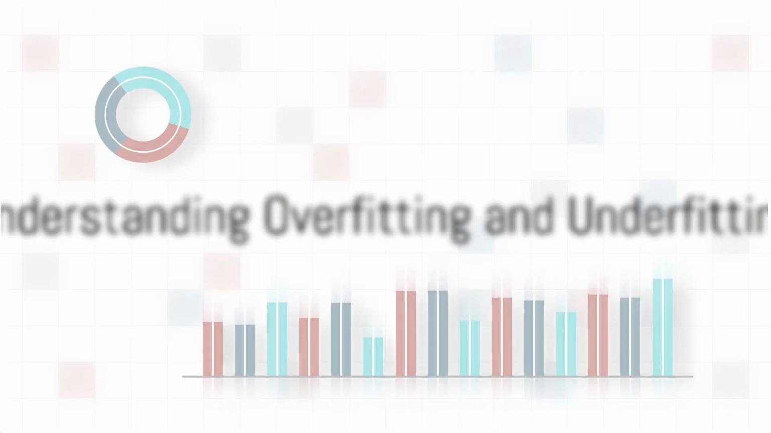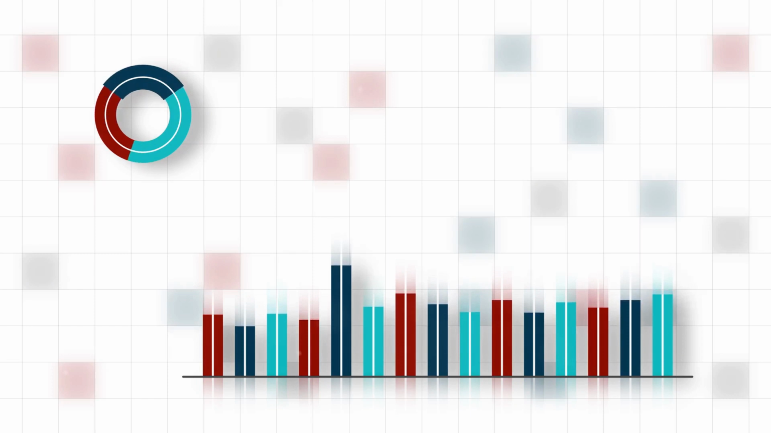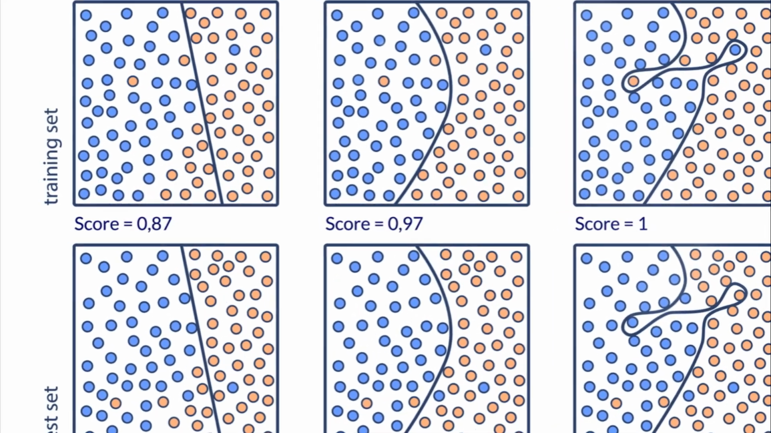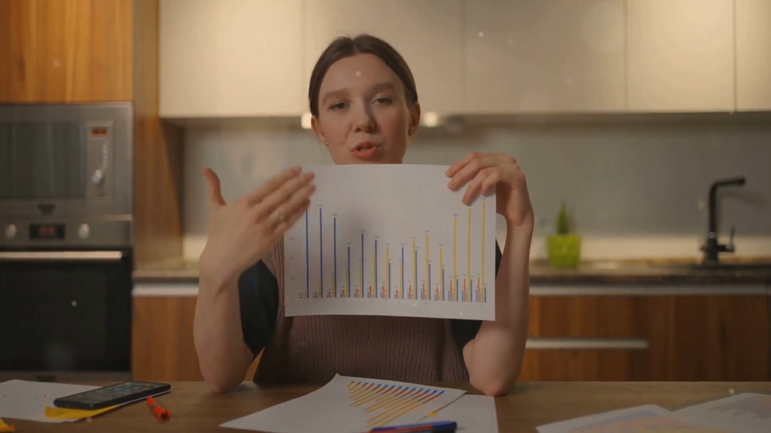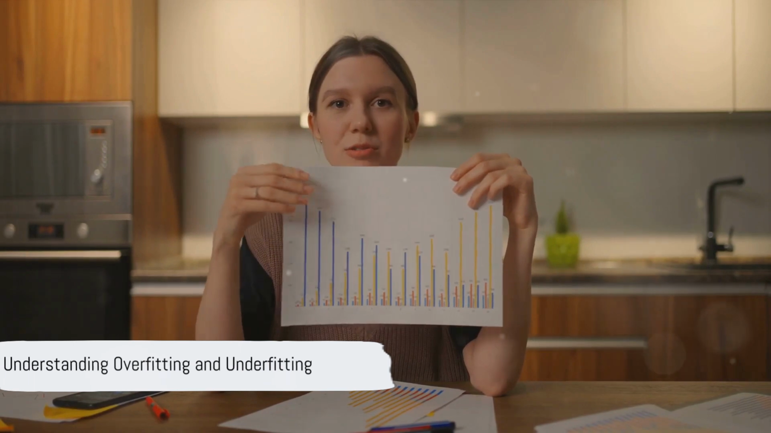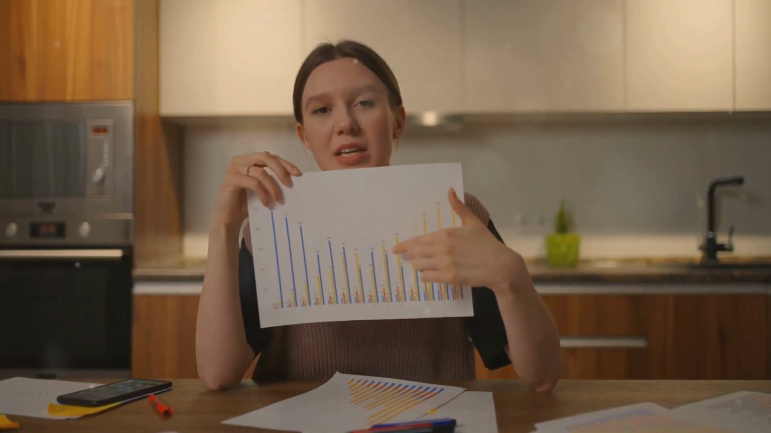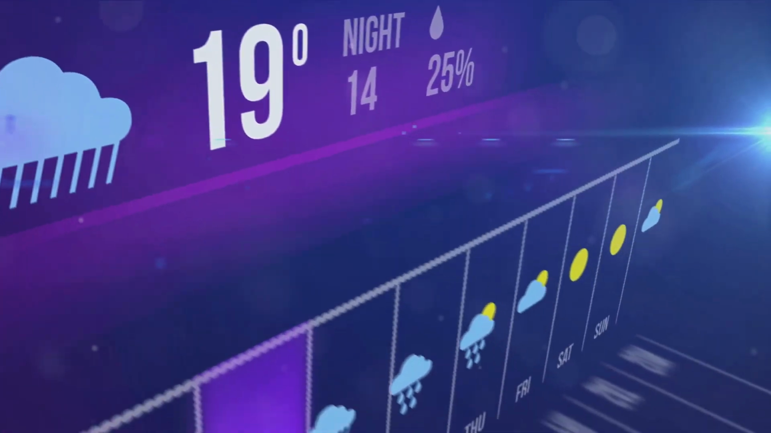Ever wondered why some models perform exceptionally well during training but fail miserably when exposed to new data? Or perhaps why some models just can't seem to capture the complexity of your data, no matter how much you tweak them? Well, you might be dealing with some classic cases of overfitting and underfitting. So what exactly is overfitting?